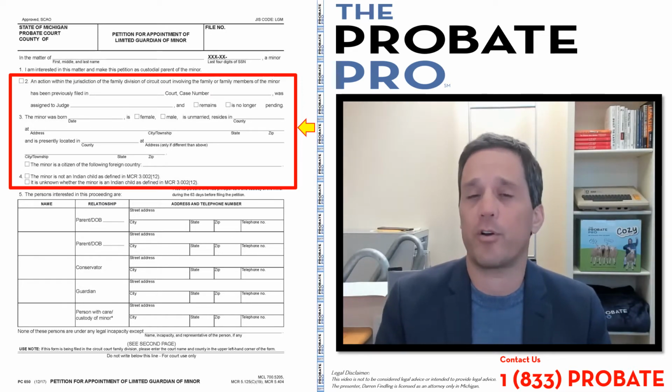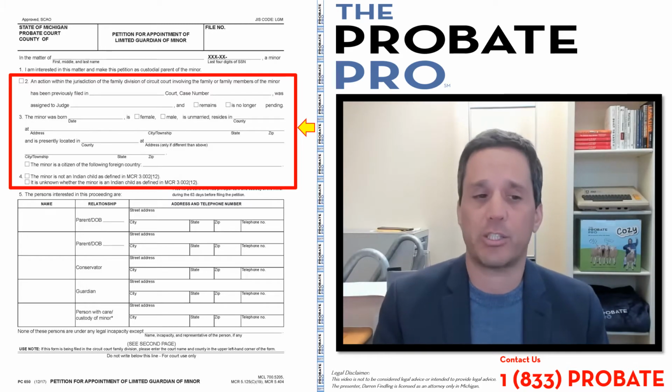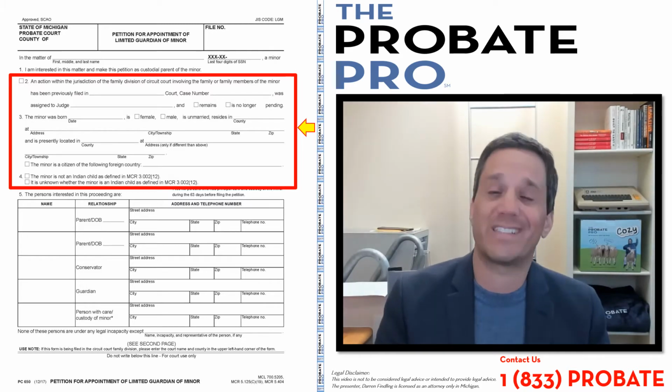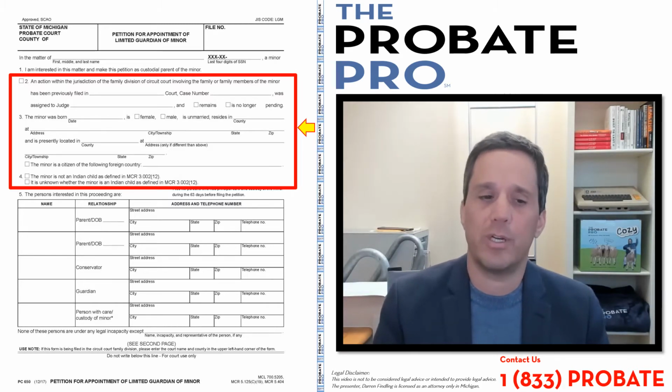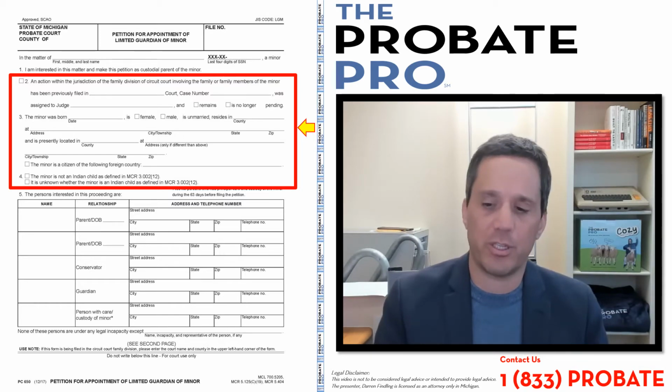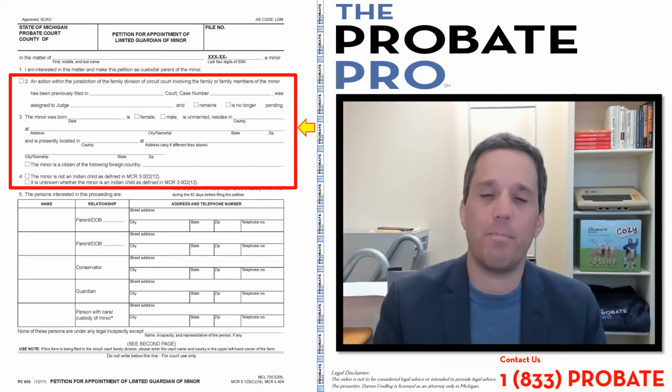Section 4 is whether the person is defined as an Indian child as set forth in Michigan Court Rule 3.002, subsection 12, and/or whether it's unknown. Now, this particular provision relating to Native American children, they use the term Indian child here in the statute, is beyond the scope of this particular presentation. There are some interesting complications, but in my career, we just don't see that many of them. So I'm not going to spend a lot of energy here on this explanation.